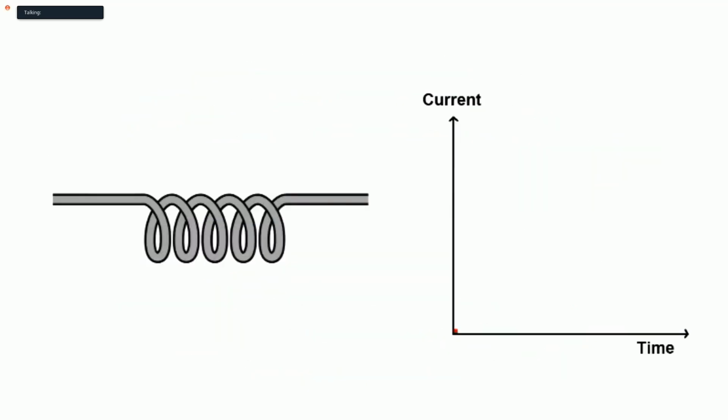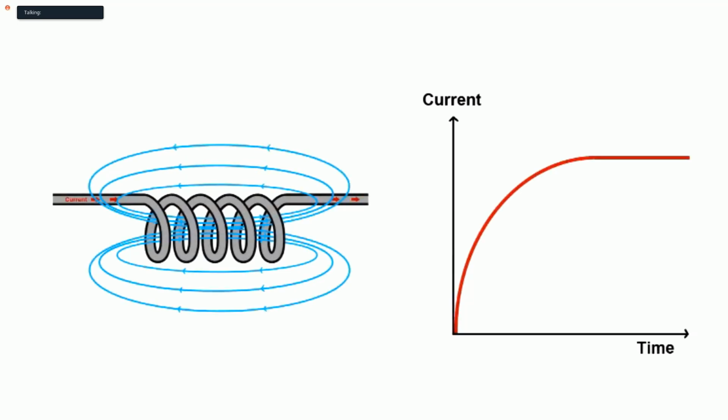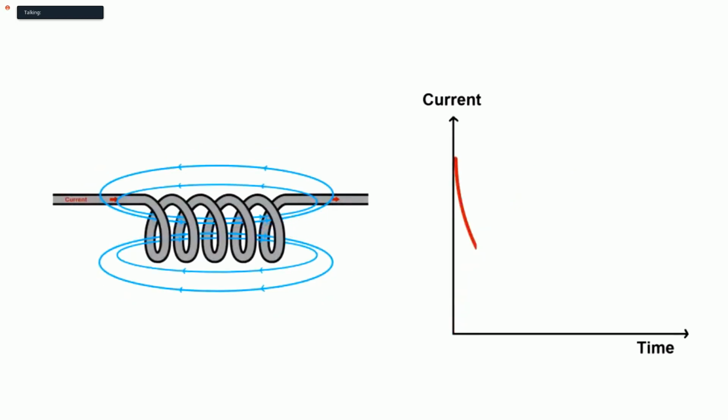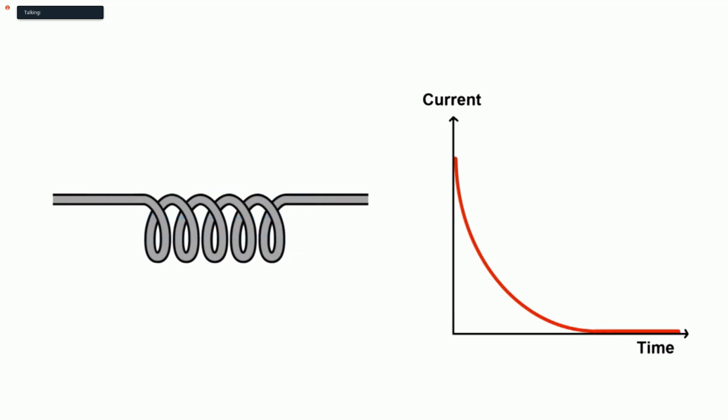When current first starts to flow through the coil, a magnetic field starts to expand, then stabilizes, and then you've got some energy stored in the magnetic field. When current stops flowing, the magnetic field starts to collapse, and the magnetic energy gets turned back into electrical energy. So they're kind of like a temporary storage area for energy.